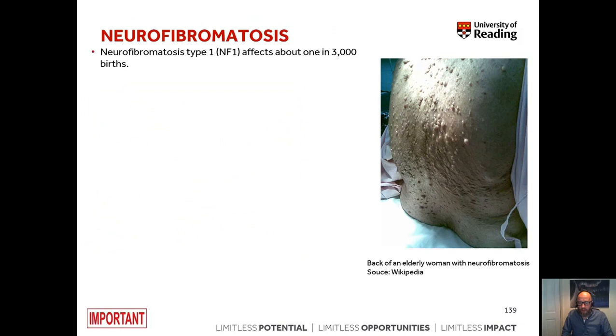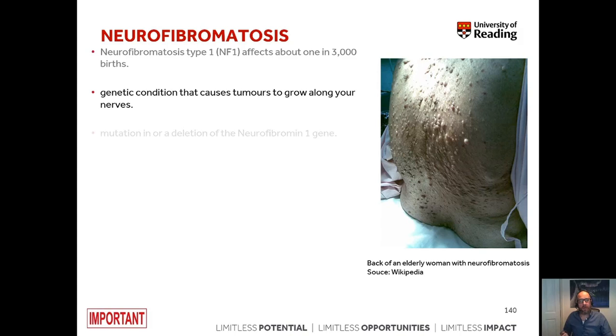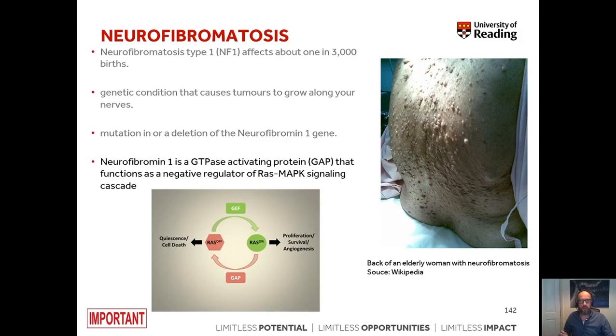Another example of a genetic disorder, which is a result of gene mutation, is a disorder called neurofibromatosis. It affects 1 in 3,000 births and produces tumors that grow along nerves in the periphery of the body. At genetic level, this disorder is a result of a mutation or a deletion of the so-called neurofibromin gene. The neurofibromin gene is a negative regulator of the RAS protein. I hope that some of you remember that RAS is a quite important protein in cell division and cell survival.